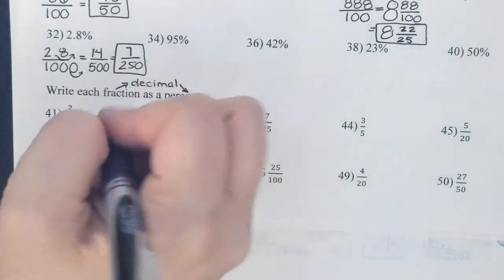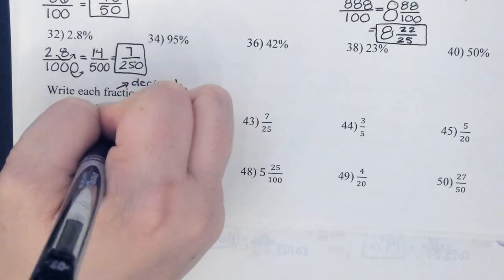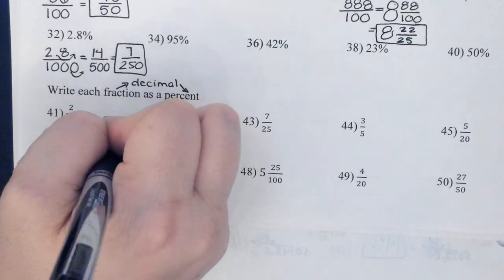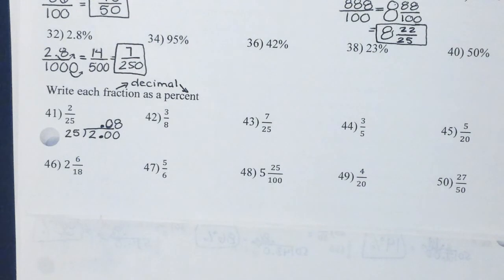Braden? 0.08. So I'm going to put 0.8 here, and I'm going to add 2 zeros on the bottom. Jakaria? Can I go get my calculator? Yeah. All right.